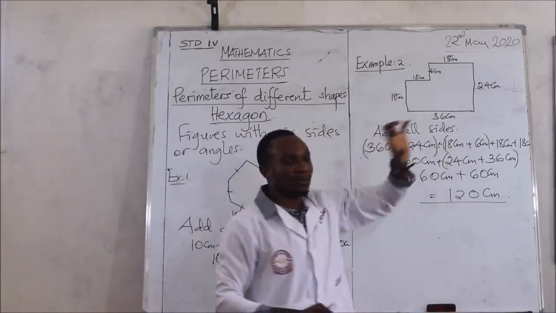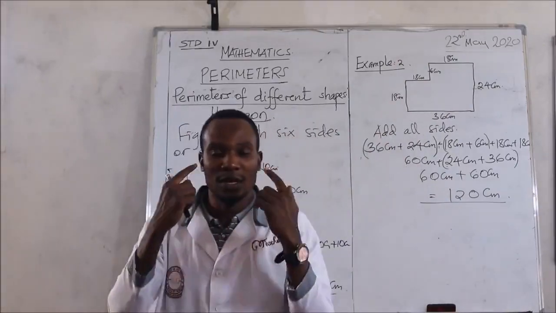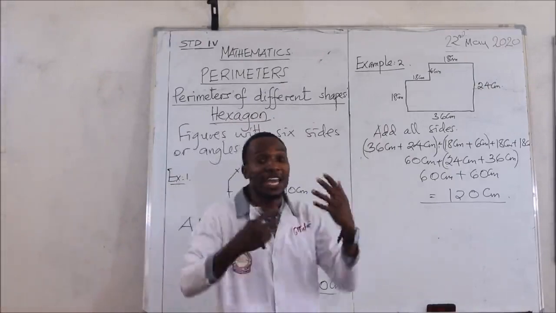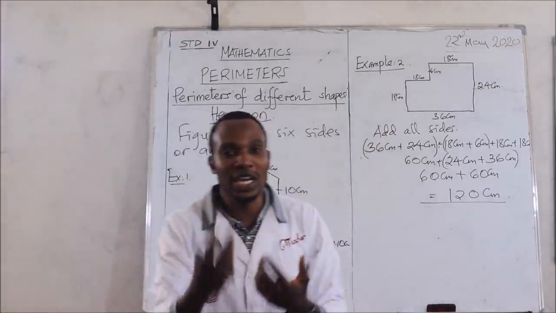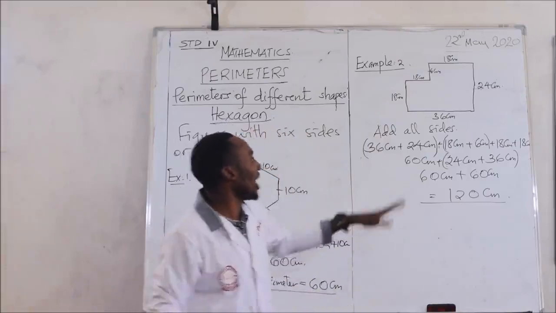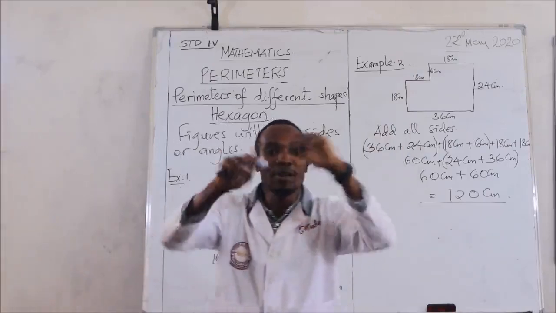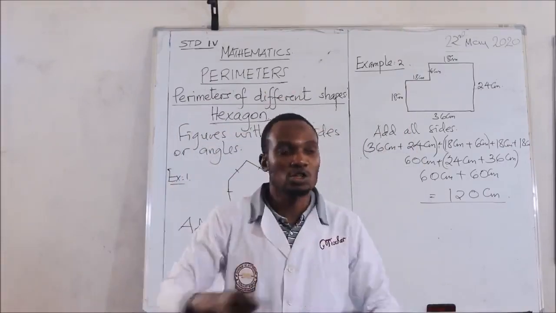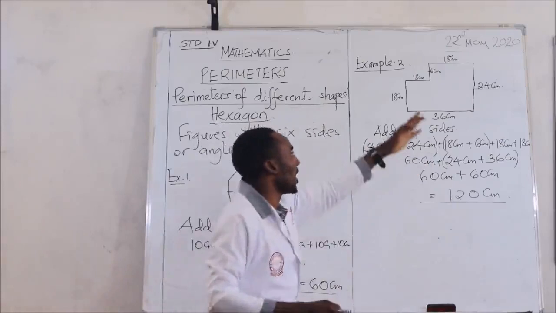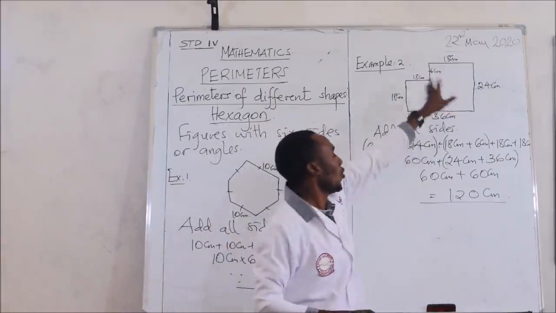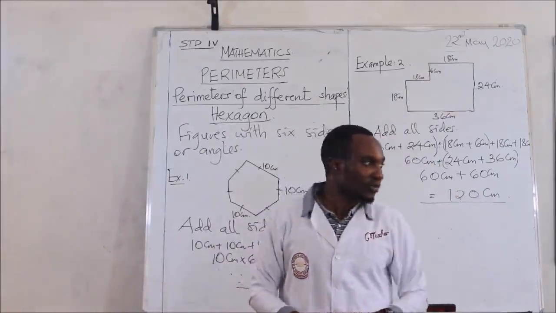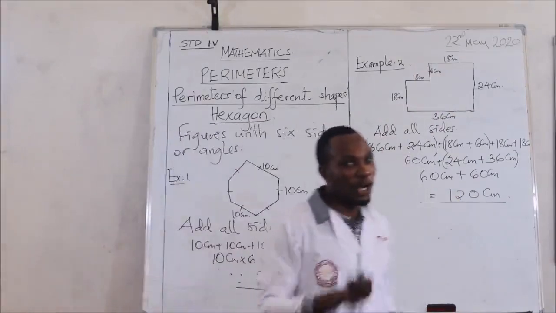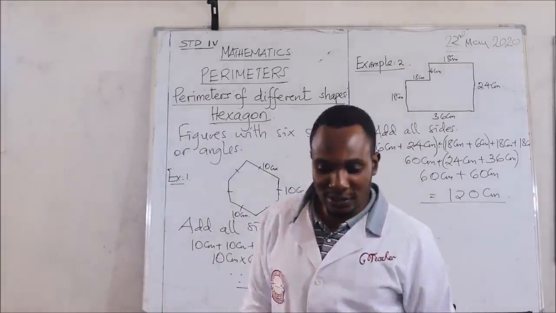So remember that the formula to get the perimeter of any figure is to add all sides, because the perimeter means the total length, or the total number around the figure. The total number around the figure. When you add, you get what? The perimeter. Now, after these examples, I'm going to give you an exercise.